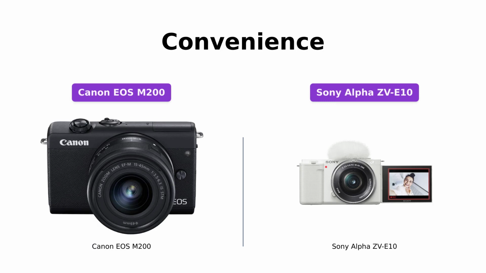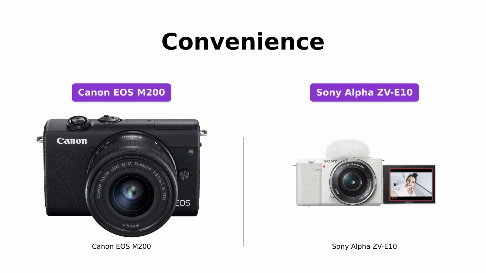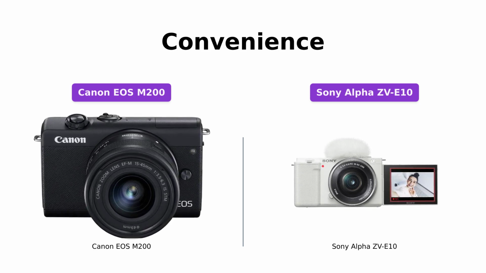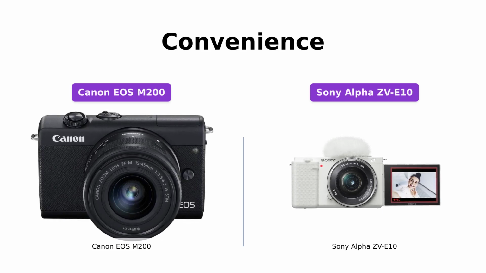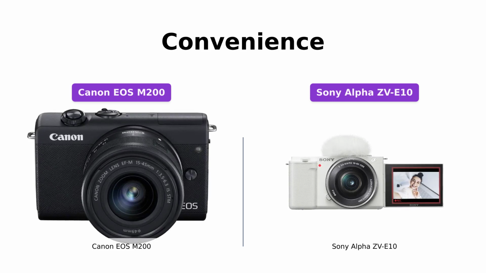When it comes to convenience, the Canon EOS M200 features a 3.0-inch touch panel LCD screen with a 180 degrees tilt option, making it ideal for selfies. It also offers built-in Bluetooth and Wi-Fi technology for easy image transfer. Meanwhile, the Sony Alpha ZV-E10 supports easy live streaming with a single USB cable, eliminating the need for additional hardware or software.